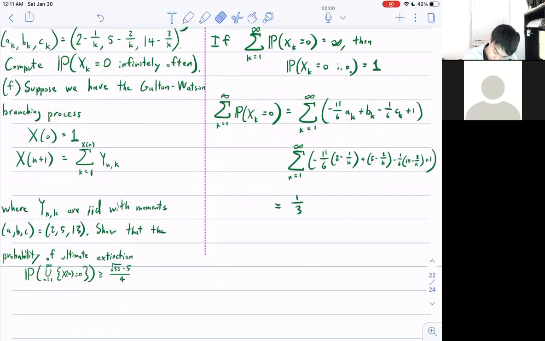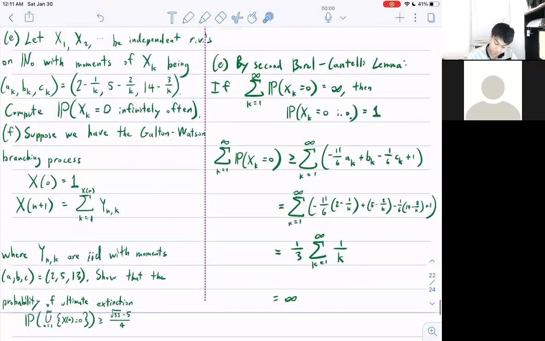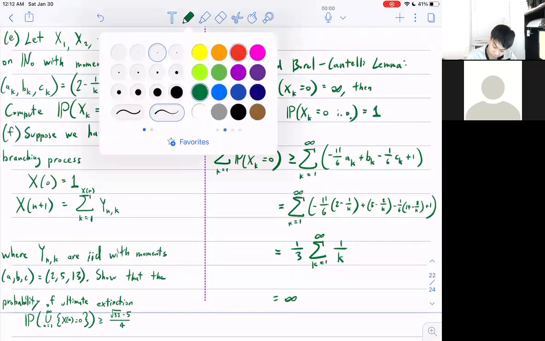And sorry, this should be a greater than or equal to sign. No, this is equal to, and this is greater than or equal to. You get that this is equal to 1/3 the summation of the harmonic series, which we know is divergent, so this equals infinity. And therefore, by the second Borel-Cantelli, this equals 1, so we're done with this problem as well.